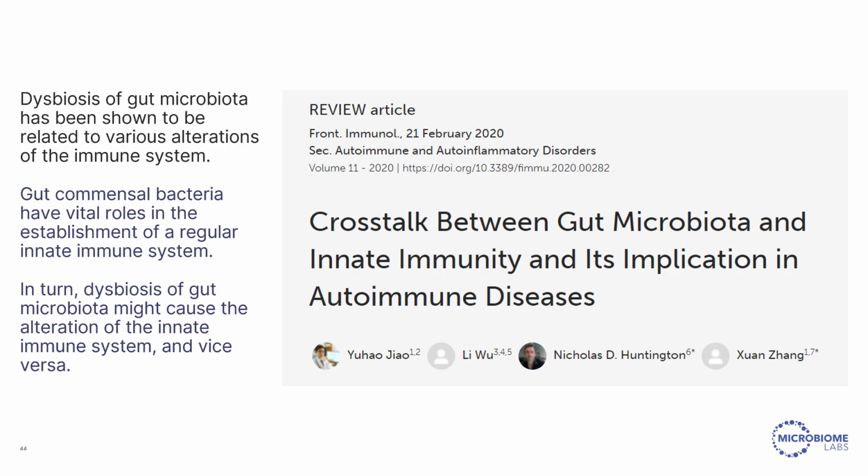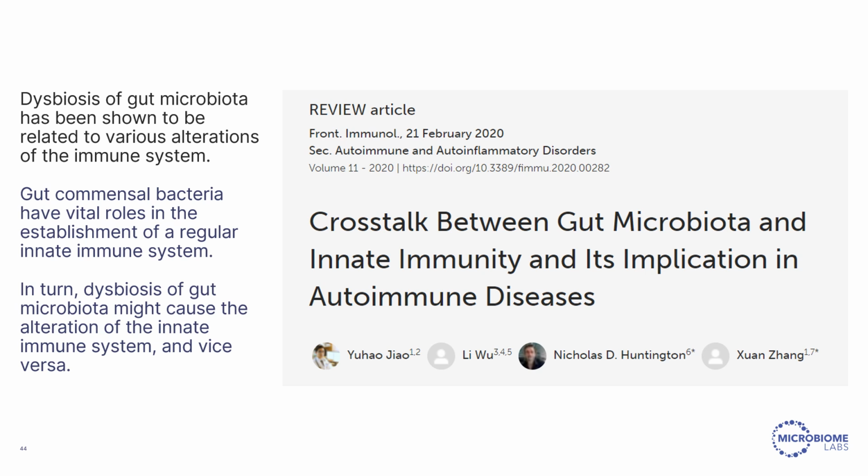This study, published in 2020, highlighted the crosstalk between the gut microbiome and the innate immunity. Specifically, it also highlighted its implication in the development of autoimmune diseases. What they found in this study is that dysbiosis of the gut microbiota has been shown to be related to a variety of alterations in the immune system.